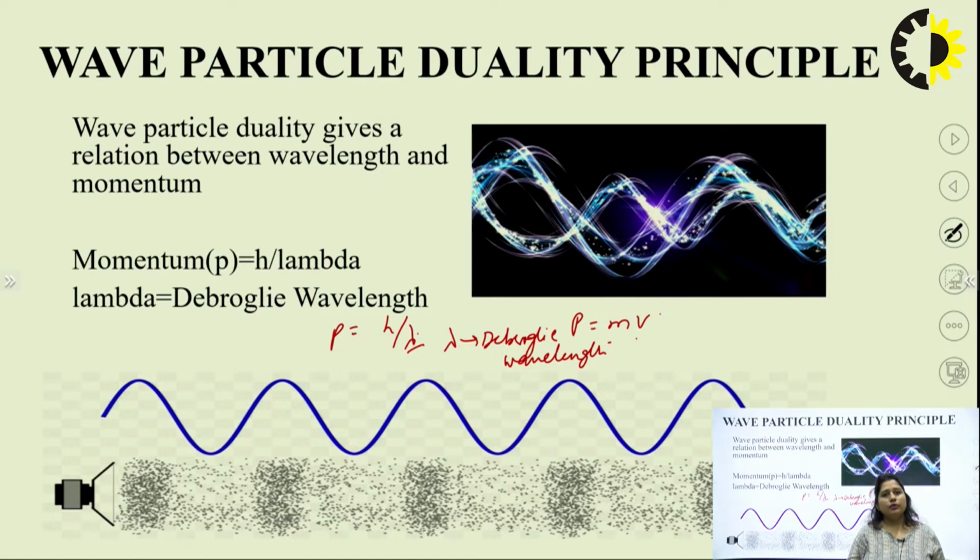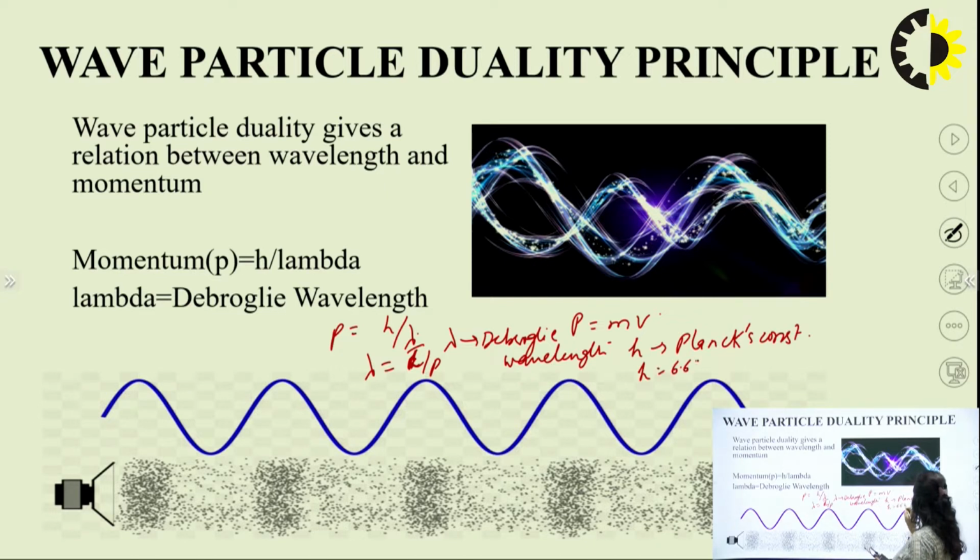So the wave-particle duality principle is P is equivalent to h by lambda, where lambda is equivalent to h by P, and h is Planck's constant, whose value is 6.626 into 10 to the power minus 34 joule seconds.